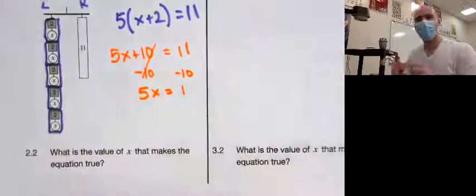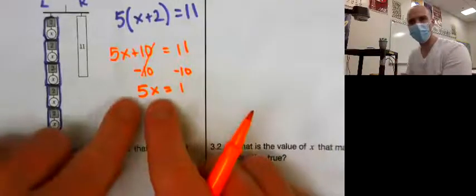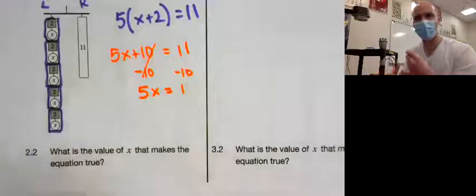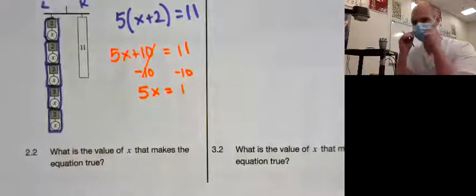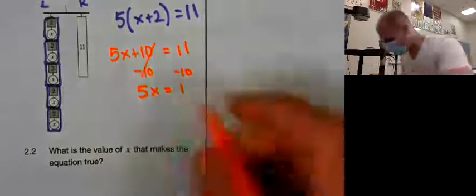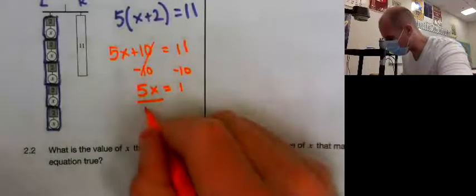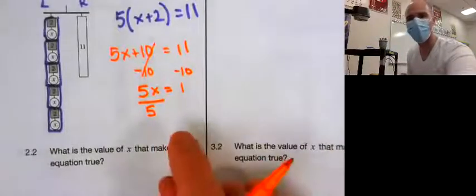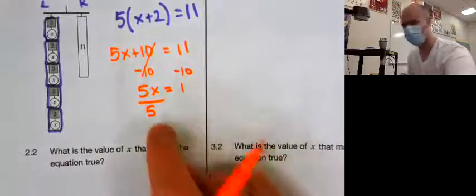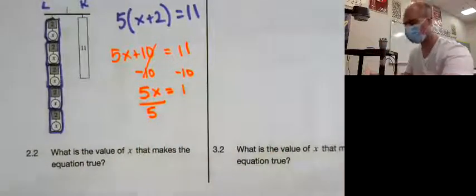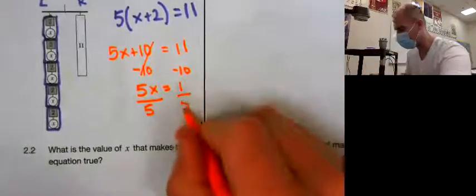Now I'm going to divide both sides by 5 because my variable is being multiplied by 5, and I want to sort of undo that or reverse it. So let's see here. I can use a fraction bar to mean division. And so I'm just going to put a fraction bar under here showing that I'm dividing by 5. But I do it to the other side as well.